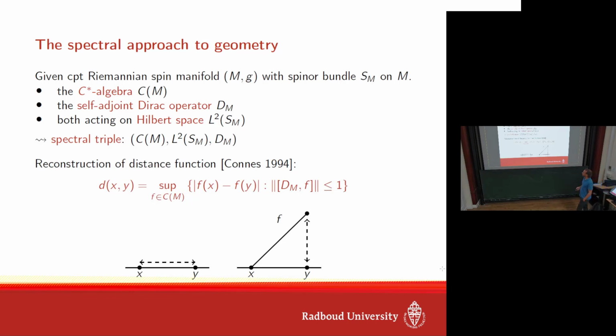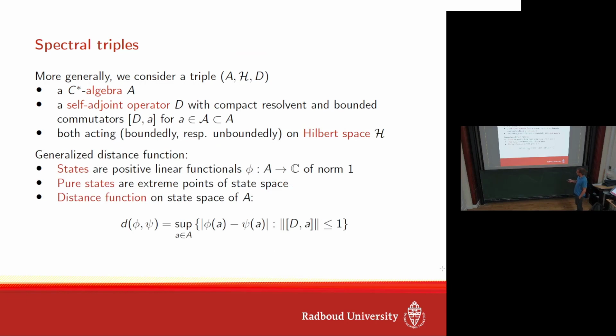It has been around for a long time, since the very beginning actually, to be able to reconstruct the Riemannian distance from this data. But it's of course much more general, and here's this more general approach. This is the non-commutative situation where you allow for C-star algebras A, which are possibly non-commutative, self-adjoint operators D with compact resolvent and bounded commutators, reflecting properties that you find in the commutative case, and they also meet in the space.